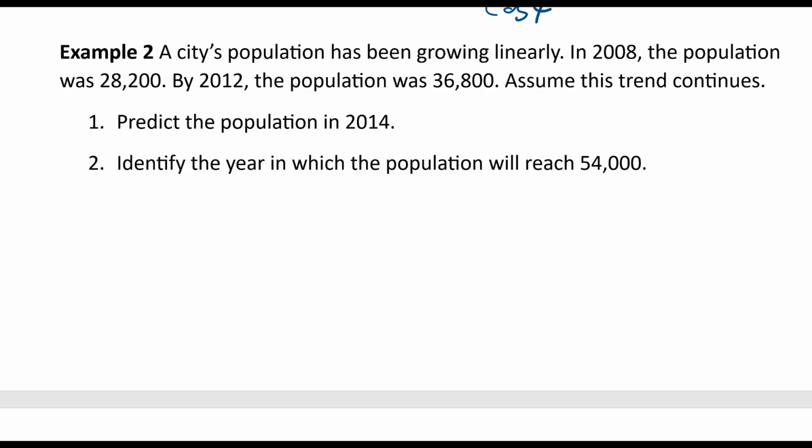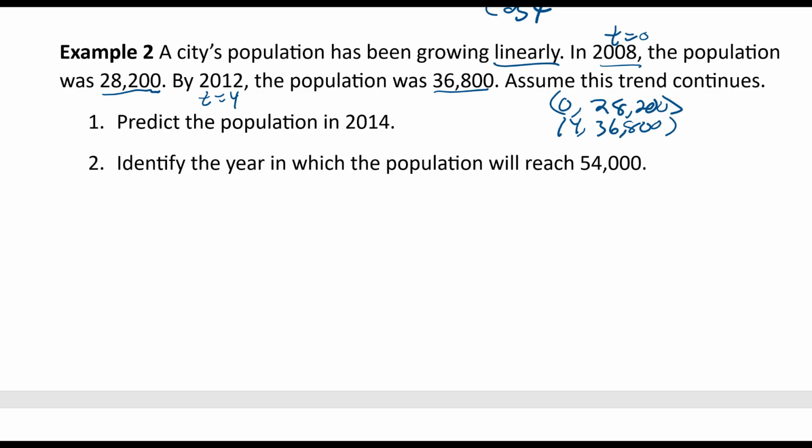This population has been growing linearly, so it's growing in a line. That's a key point. It means it's got a constant growth. In 2008, we're going to call this time equals 0 here. The population was 28,200. So we have 0 corresponds to 28,200. By 2012, that means that's 4 years later, so t equals 4. The population was 36,800, so 4 corresponds to 36,800.